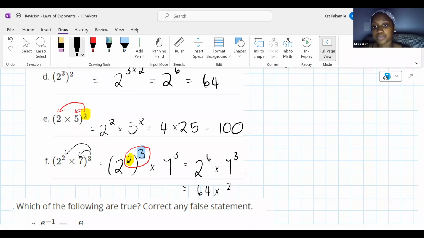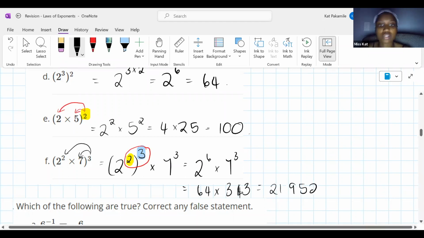Beautiful. So then what's my final answer? So we're going to say 64 times 343, ma'am. 64 times 343 is equal to 21,952. Thank you very much. That is our final answer.